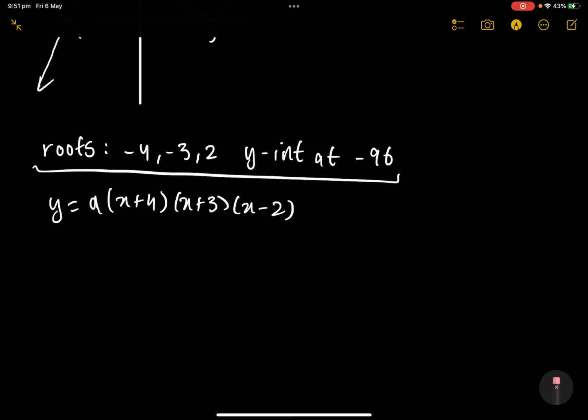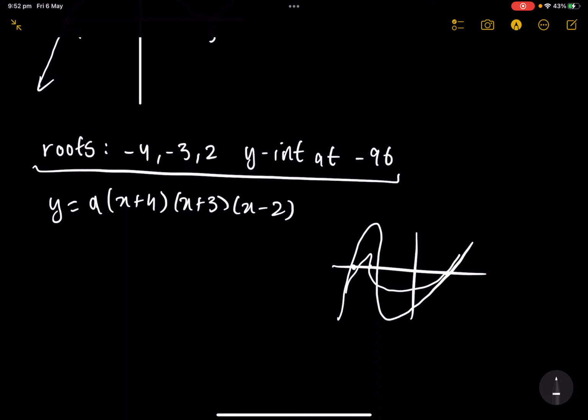The information that they give you is not for no reason. They're gonna give you the information for a reason. So this is mainly to find out this a value, because it's a multiplier. If you were just looking at this, the roots would be -4, -3, and 2. This graph could look like this, or it could look like this. You get the idea. It can have many different y values depending on what the multiplier a is at the front. So we want to find that using the y-intercept that they give us.